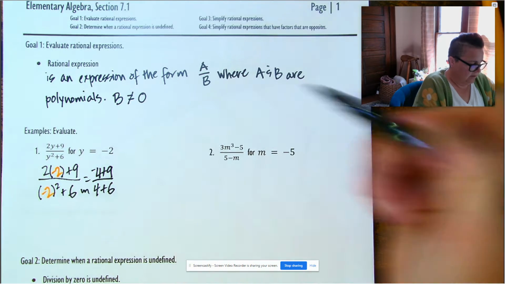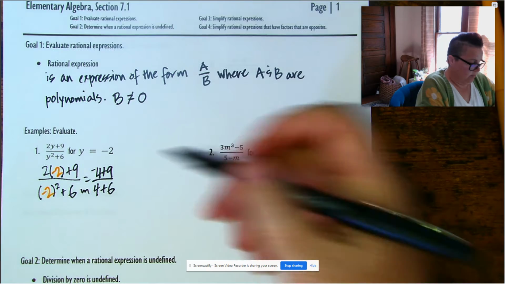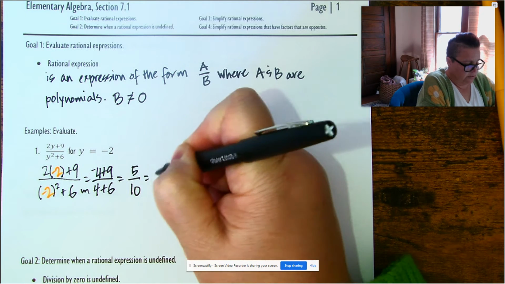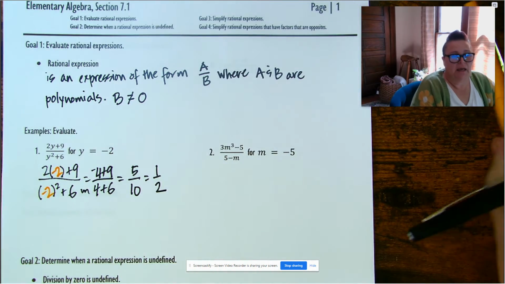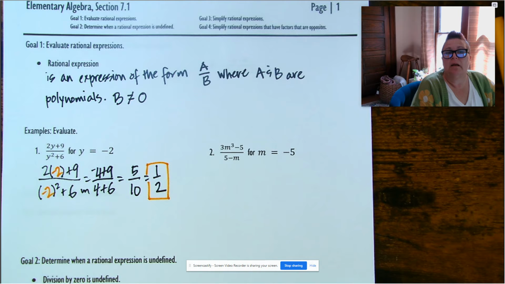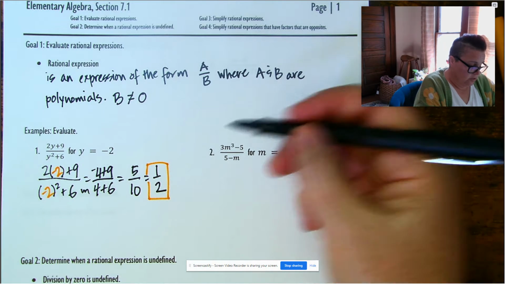That's not a negative there. That's just a little typo on my part. And this is going to give us 5 over 10, which would reduce to 1/2. And there we have evaluated our rational expression. In the second example, we actually have a cubed.